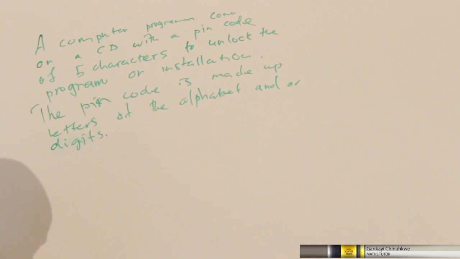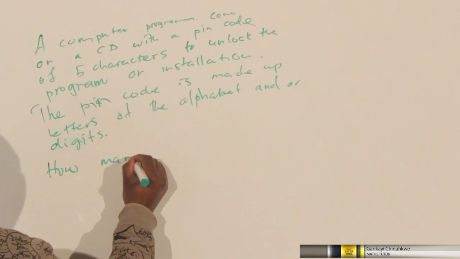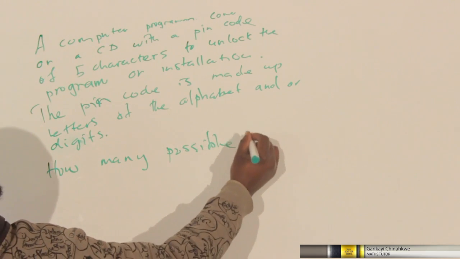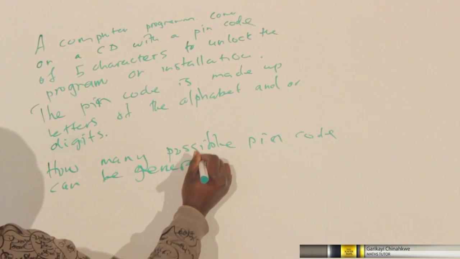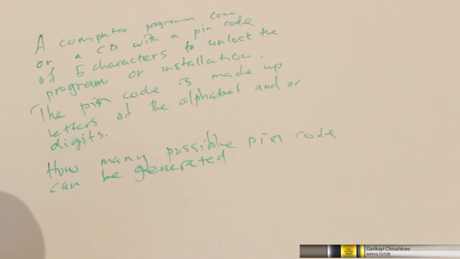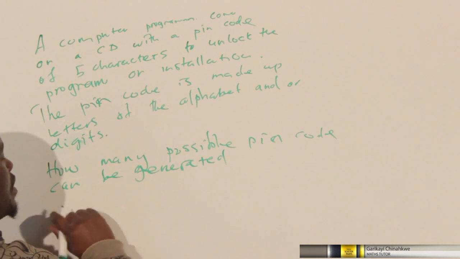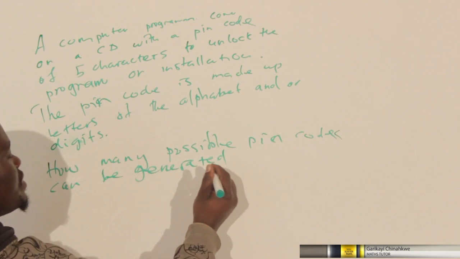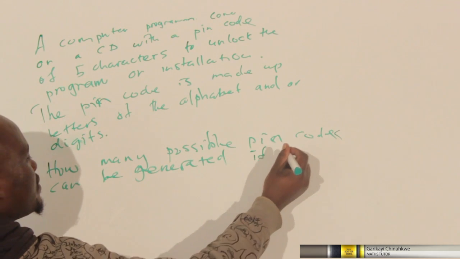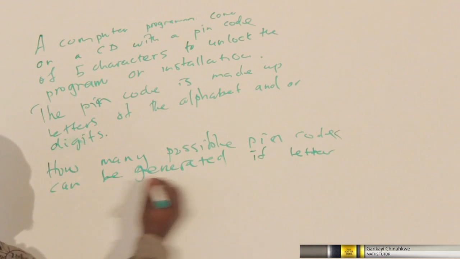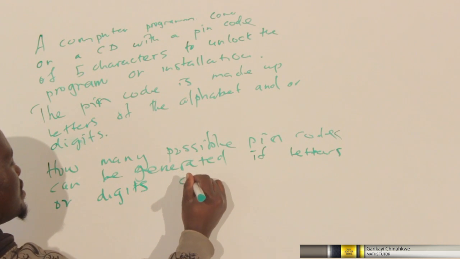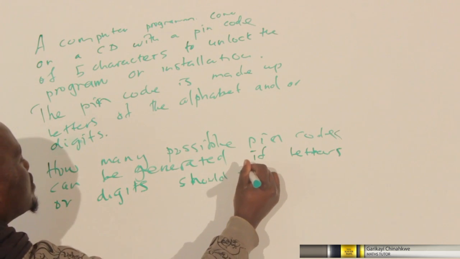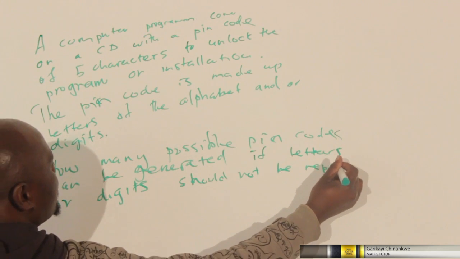All right, then the question is: how many possible pin codes can be generated for the program if letters or digits should not be repeated?